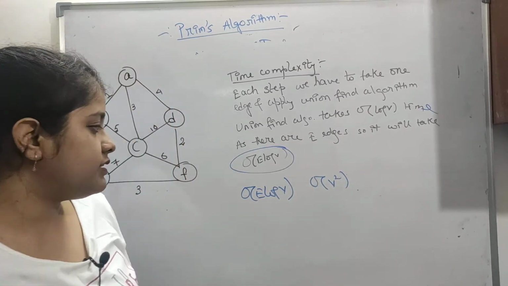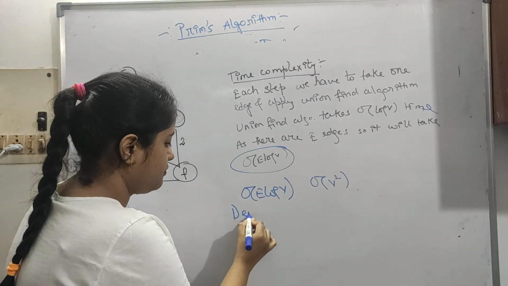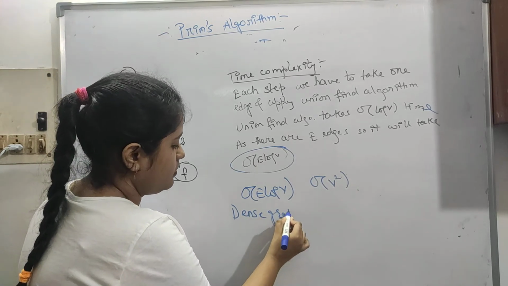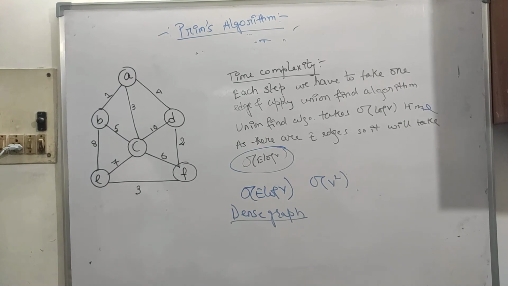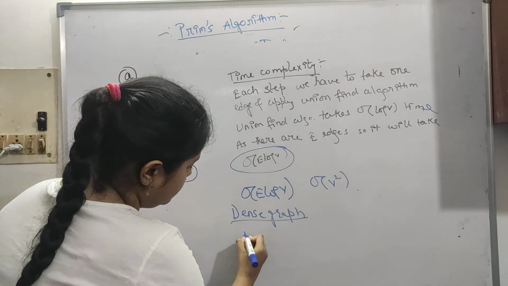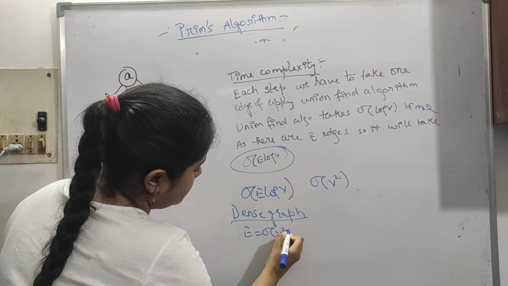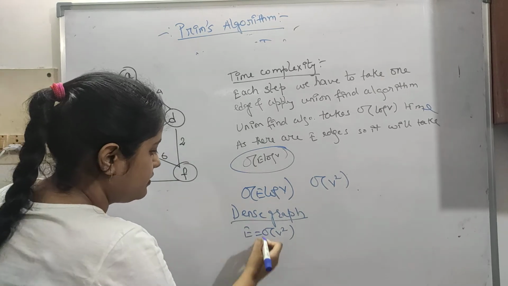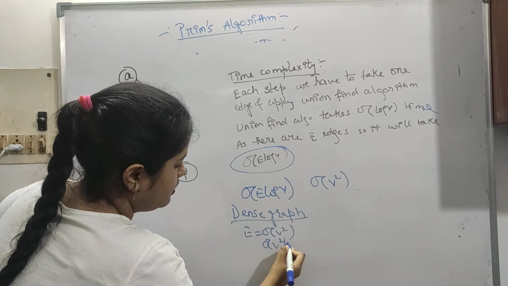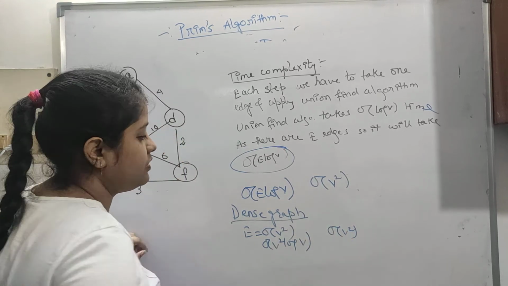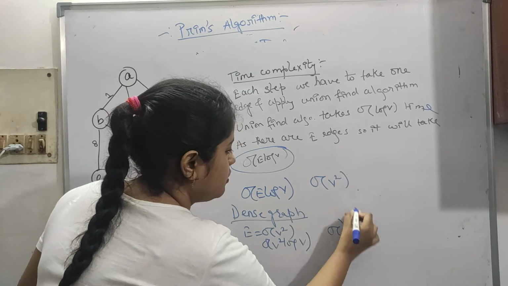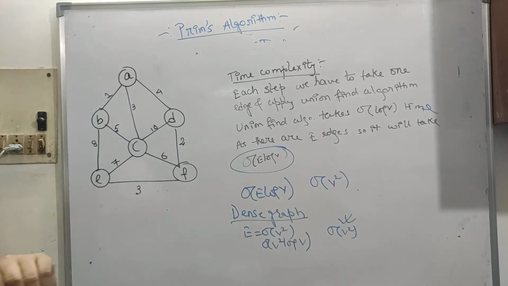So in the case of, let's say, a dense graph, the number of edges will be order of v square. Okay, so this is coming down as order of v square log v, and order of v square. So here order of v square is used in the case of a dense graph. Let me check once. Dense graph, order of v square is used.